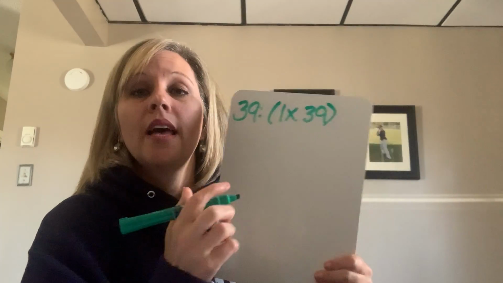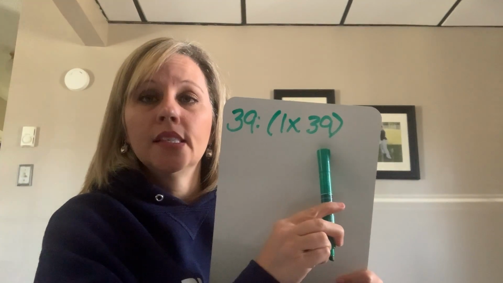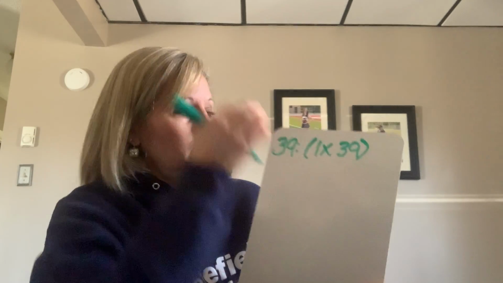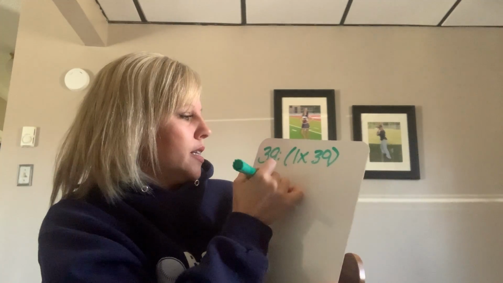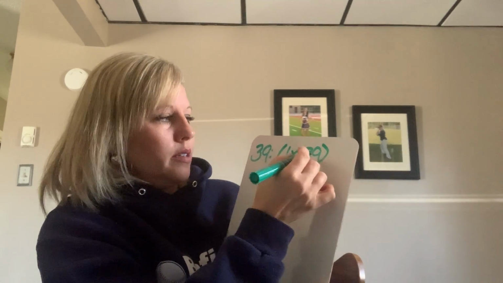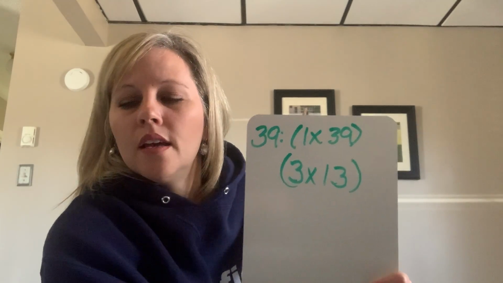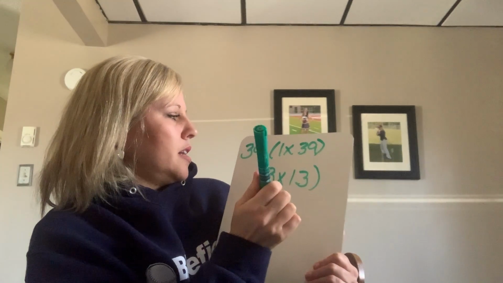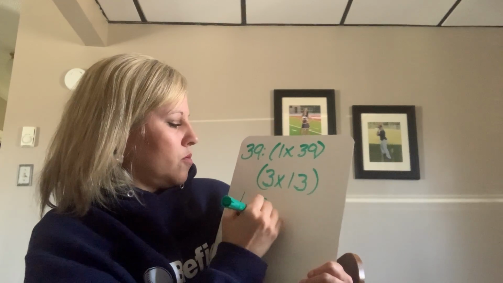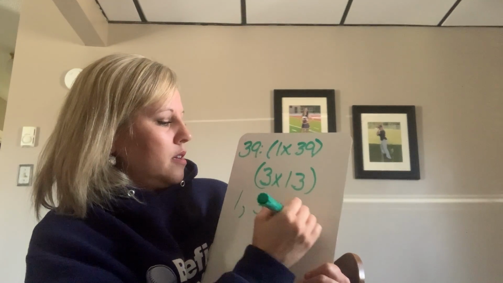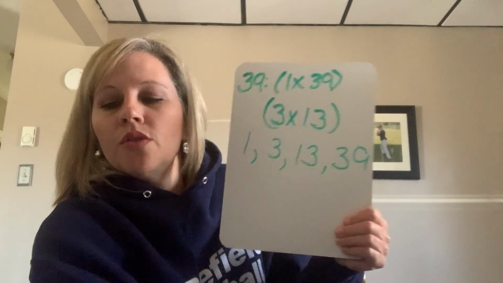Let's look at 39. How do I get to 39? Always start with 1 times that number, which is 39. If you can't get to that number any other way than 1 times itself, then it's prime. But we can, because 3 times what gets me to 39? Divide it by 3. 13. Okay? So my factors of 39 are 1, 3, 13, and 39. So the only one left is 2.